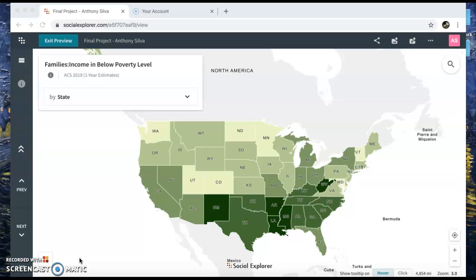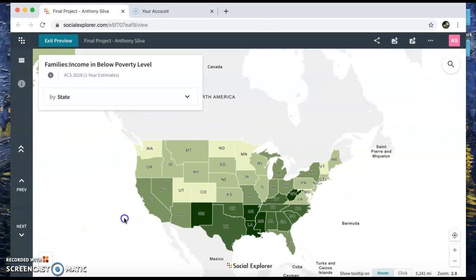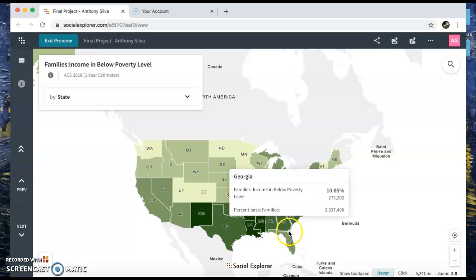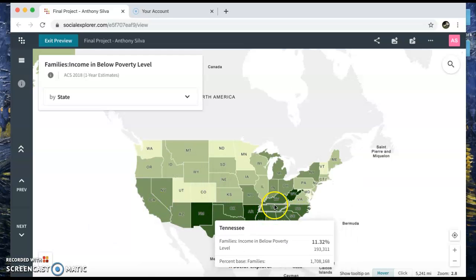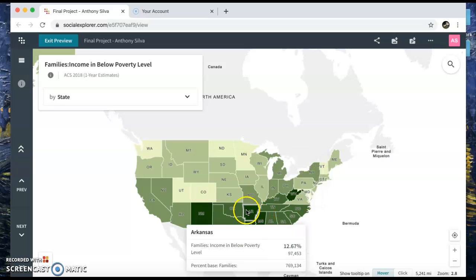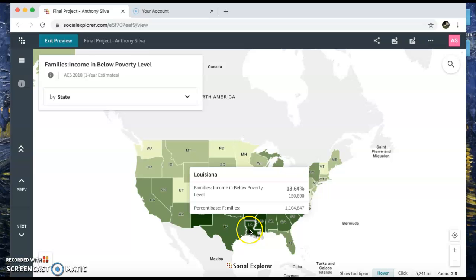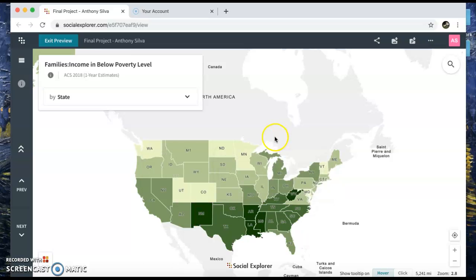Close to around 10. All these states in here: Oklahoma, Texas, Alabama, Georgia, the Southeast. Let me try and get this back up. I don't know if I can. They all had a little bit over 10, in between 10 and 12, and then some of the large ones that had 15%: Louisiana, New Mexico, those states.